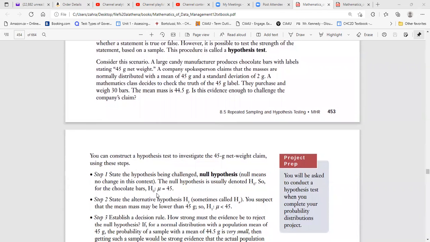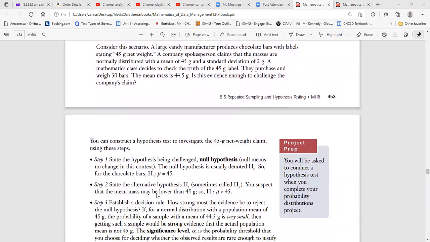So the hypothesis. We have a null hypothesis, so state the null hypothesis. They wanted this challenged. The null hypothesis says that for the chocolate bar, mu is equal to 45, okay? And the alternative hypothesis is the reverse of that. The reverse is when we say no, it's not 45, it's less than 45.